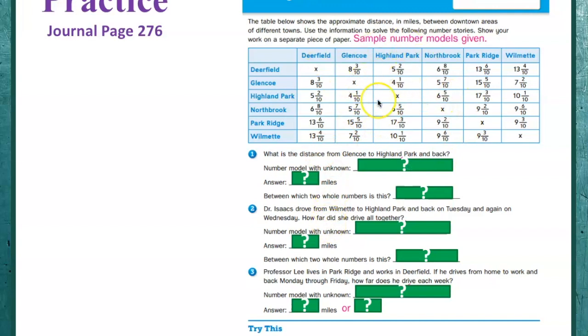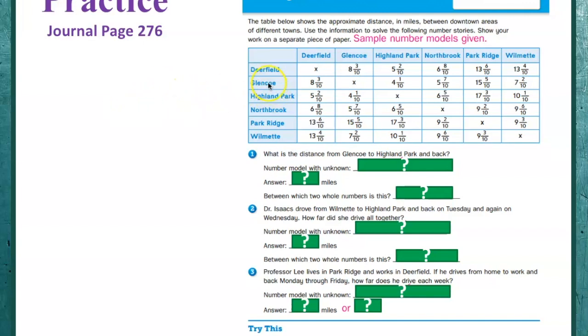So just looking at this, I can see this diagram is talking about from Deerfield to Glencoe, it's 8 3/10 of a mile. So you notice how I'm using the left-hand side and the right and the top to go ahead and tell me how far it is. So it says, what is the distance from Glencoe to Highland Park and back? So that means there and back.